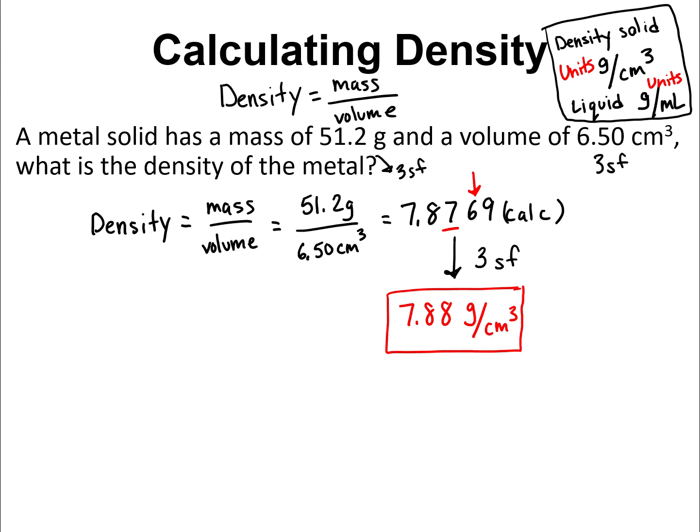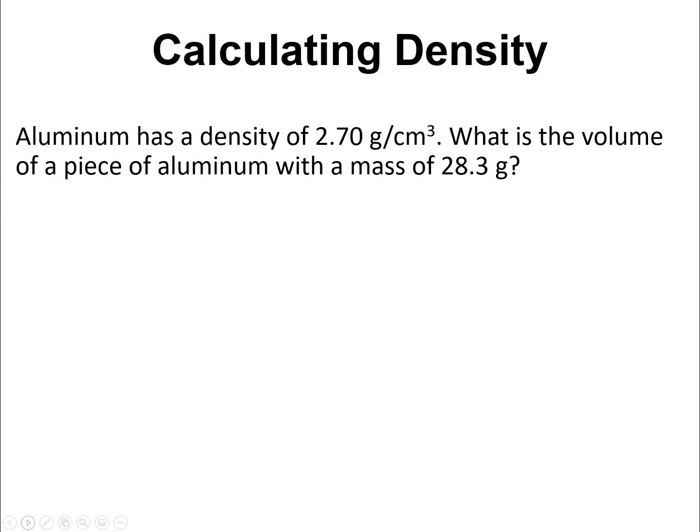So this is the most straightforward density problem that you'll get. Here's a mass, here's a volume, figure out the density. Chances are it's not going to be that simple. So let's take it up a notch. Aluminum has a density of 2.70 grams per centimeter cubed. What is the volume of a piece of aluminum with a mass of 28.3 grams? If you want to work ahead and solve it, go for it. Otherwise, I'm going to walk through this one, and then I have another problem that's similar to this that you'll try on your own.